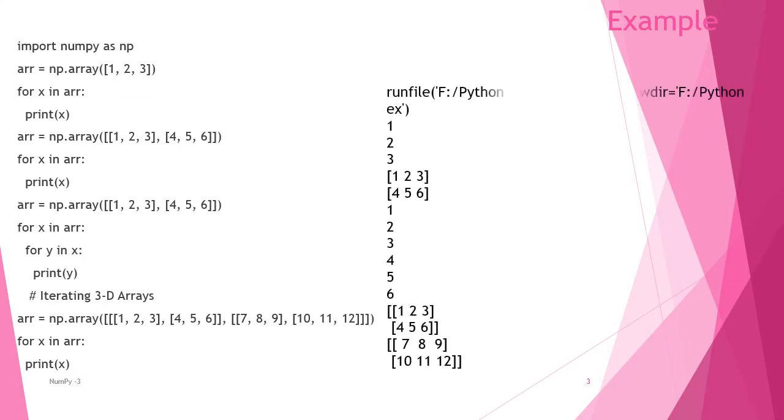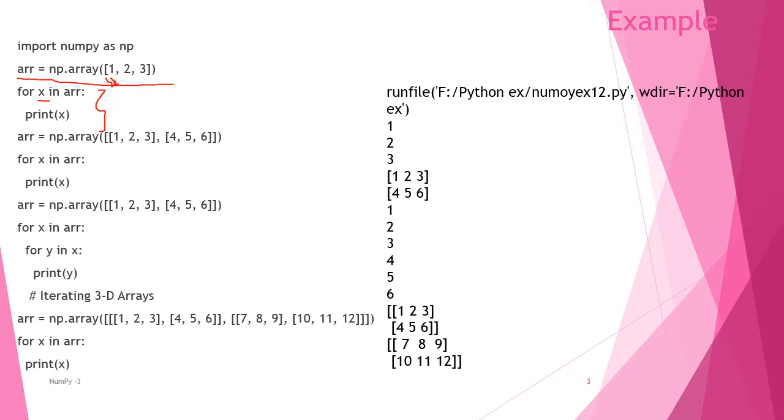We'll see how iteration can be performed with an example. For that, import the NumPy package and create an n-dimensional array. In the first case, we are creating a one-dimensional array. For x in arr, this for loop will help to traverse through this array. So in each iteration, x is assigned a value of this array. In the first iteration, x is assigned the value 1. Print x will print 1.